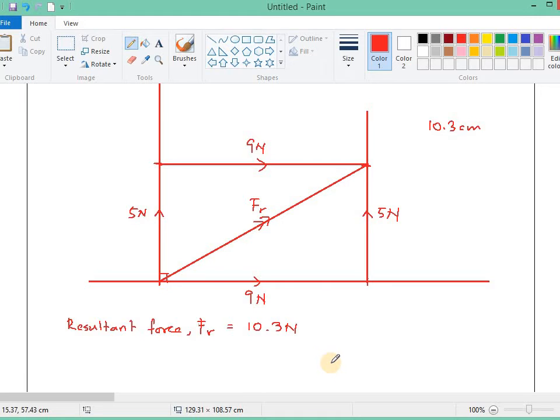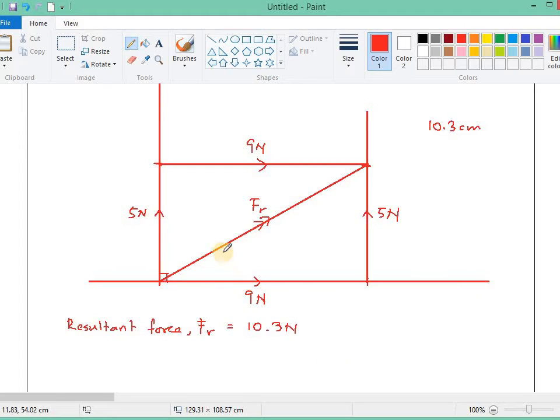Why 10.3 Newton? Because 1 centimeter represents 1 Newton. That is the scale that is given by this question. So 10.3 centimeter is 10.3 Newton. Do one last measurement to make sure it's correct.